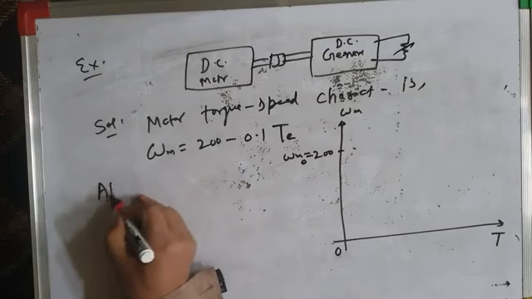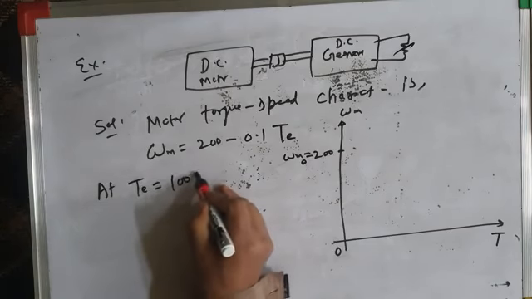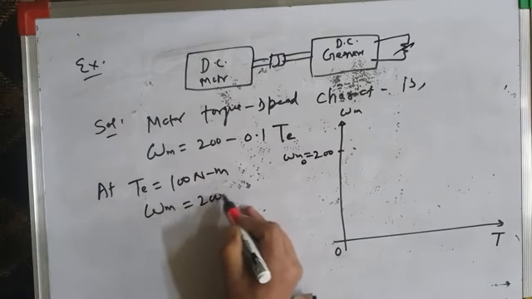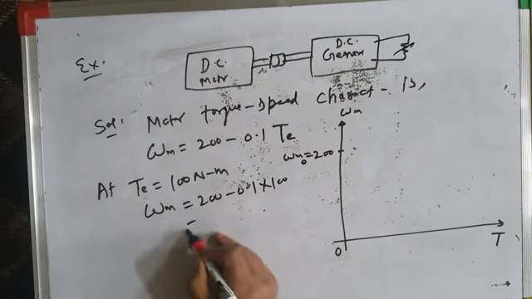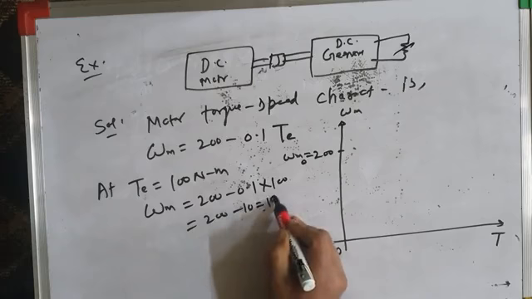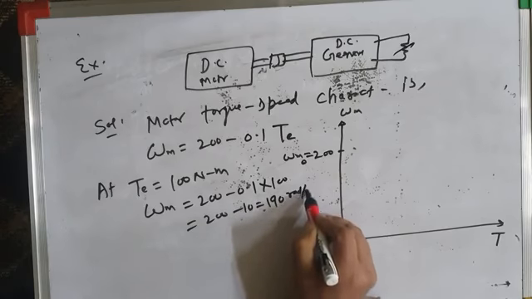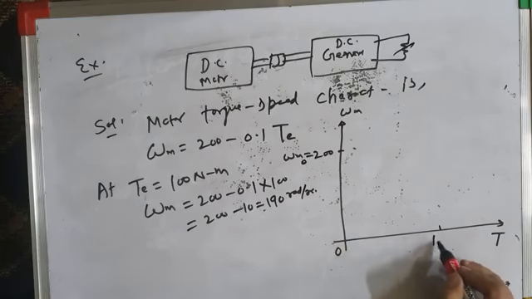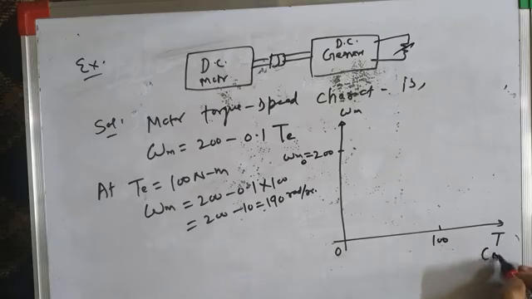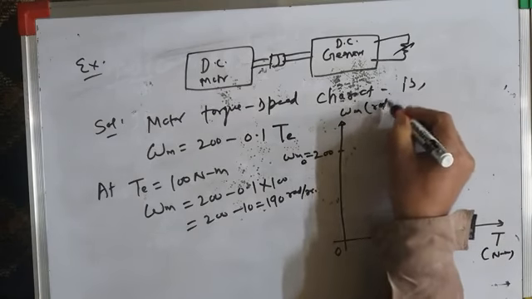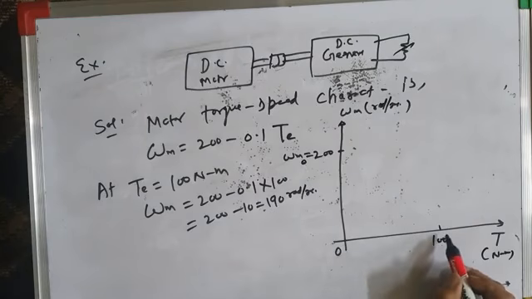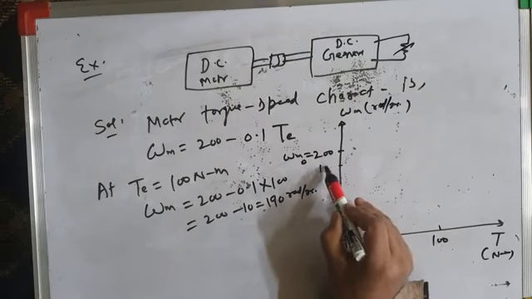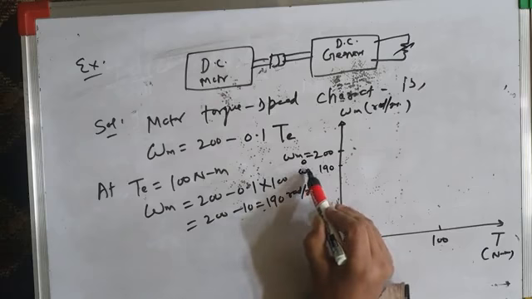Say, for example, at electromagnetic torque Te equal to 100 Newton meter. If the motor develops a torque of 100 Newton meter, what is the speed of the motor? It is 200 minus 0.1 into 100, that is 200 minus 10, that is 190. Oh, sorry, not RPM, it is radians per second. So for a torque of 100 Newton meter, with torque in Newton meters and speed in radians per second, the speed of the motor is 190 radians per second, omega m.